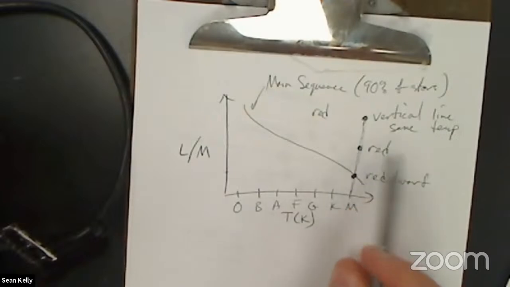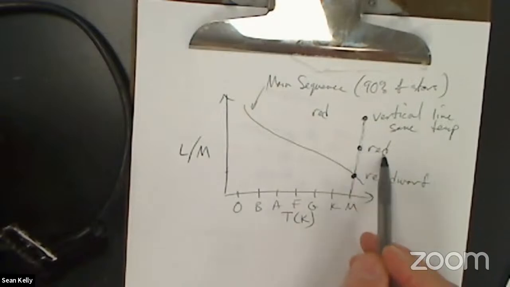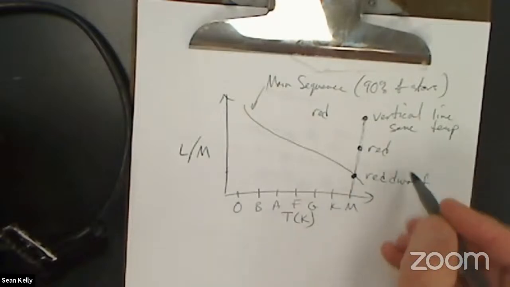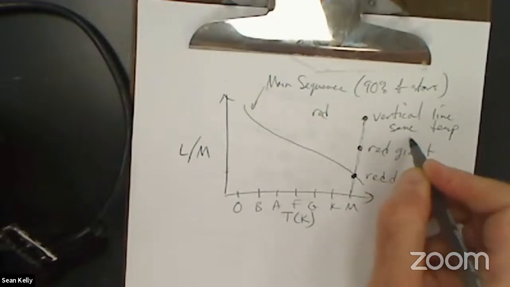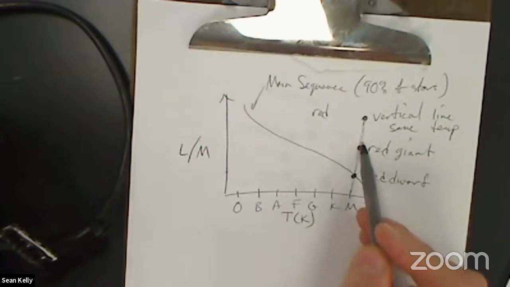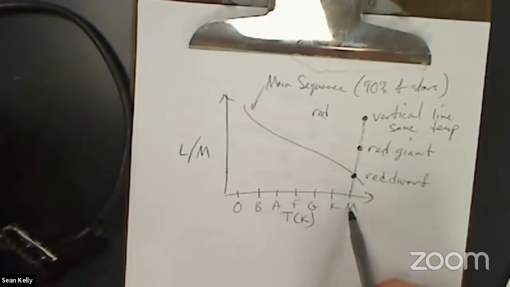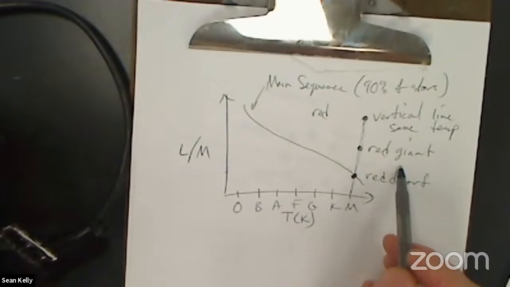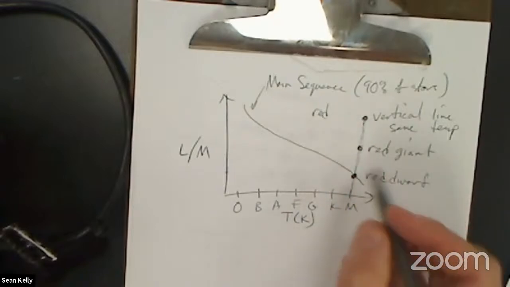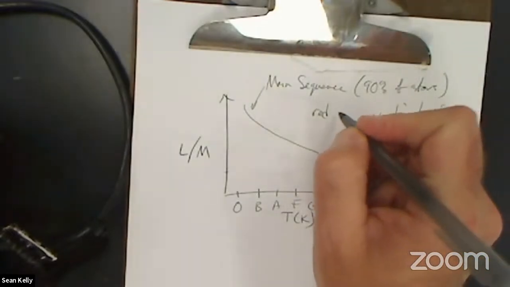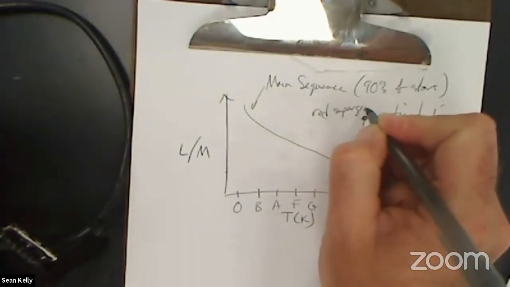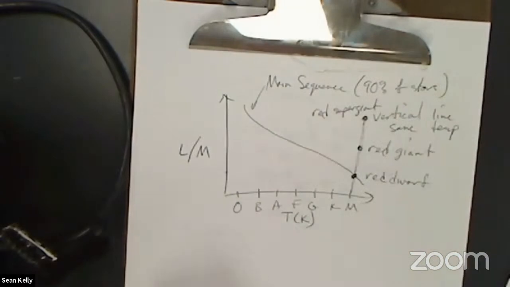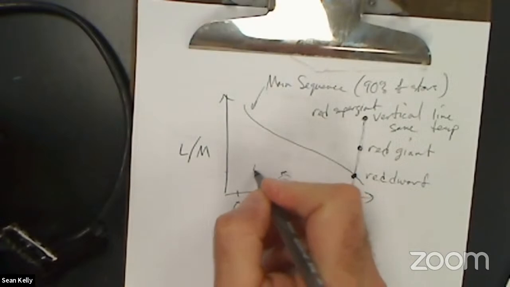Now we go a little bit higher. Same temperature, it's a vertical line, but a lot more light. How does that work? Well, it's a bigger star. In fact, we're going to call it a red giant. Red giants are above; red dwarfs are red because of the temperature but dwarf because they're small, and giants are red but giant because they're big. And finally, way up here, we get something that is even bigger. What's bigger than a giant? We call them supergiants. Okay, that's great. Down here is where the white dwarfs are.